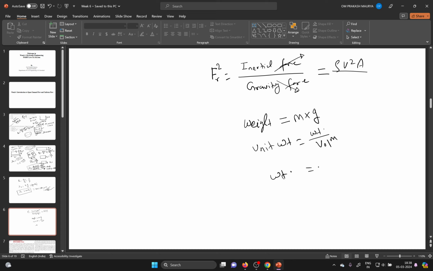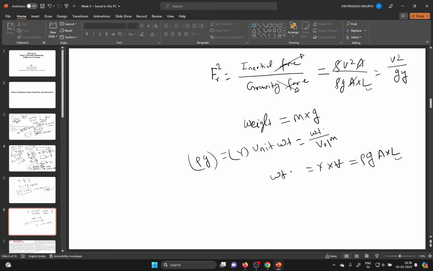So weight is equal to unit weight, that is gamma if we denote by gamma, which is also equal to rho g, times volume, and volume is area into length. If we put here rho g, area into length, the area cancels and rho cancels, only remaining v square divided by gL. We can say L is the y, because this is the length parameter. So Fr square is equal to v square by gy. So Fr is equal to v by root gy.